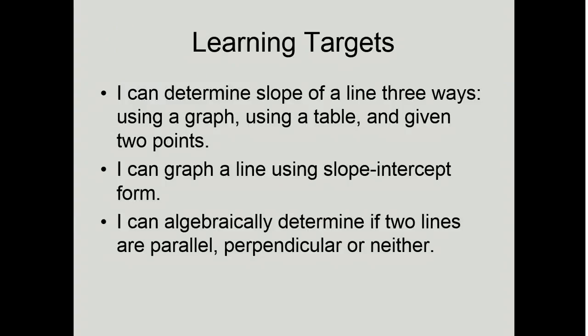I can determine slope of a line three ways: by using a graph, using a table, and given two points. You can graph a line using slope-intercept form. And you can algebraically determine if two lines are parallel, perpendicular, or neither.